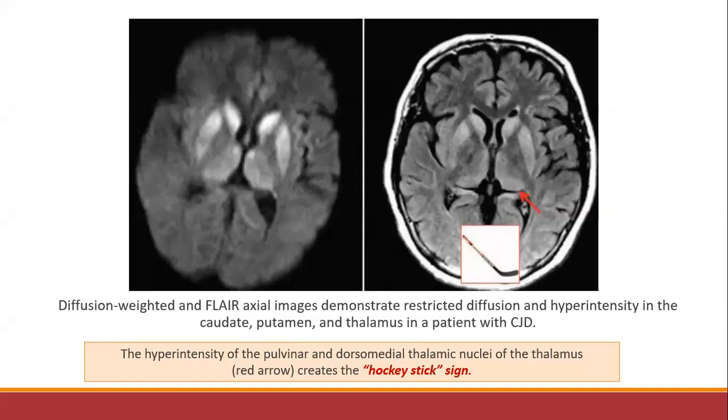So this is the typical hockey stick sign, where you have hyperintensity involving the pulvinar nucleus and also the dorsomedial nucleus of the thalamus. Together this gives rise to an appearance of a hockey stick. So here in the first image, you have restricted diffusion and hyperintensity in the caudate, the putamen and the thalamus. The thalamic involvement, involving both the pulvinar nucleus and the dorsomedial thalamus, is together known as the hockey stick sign.